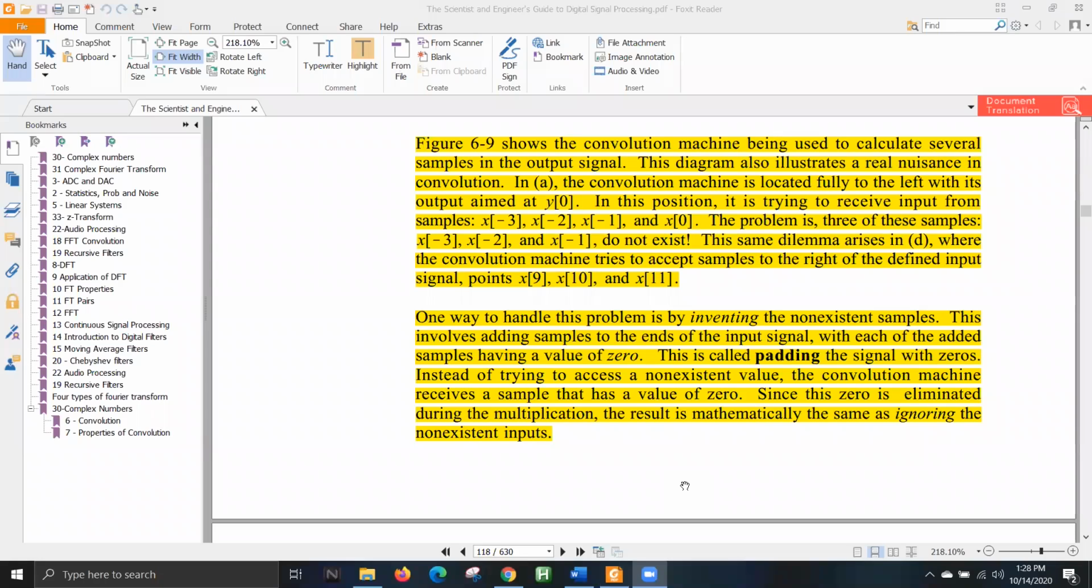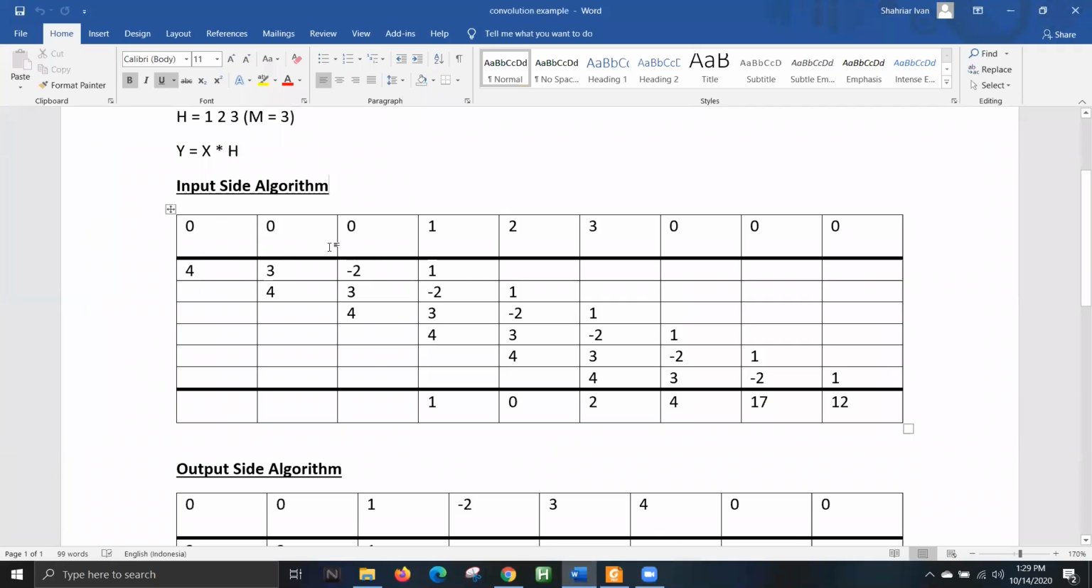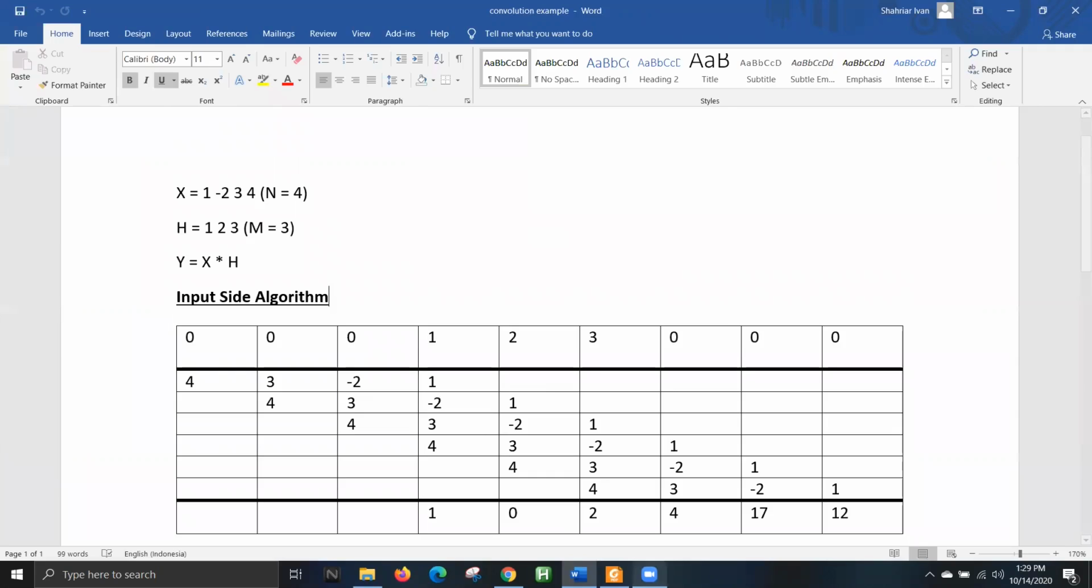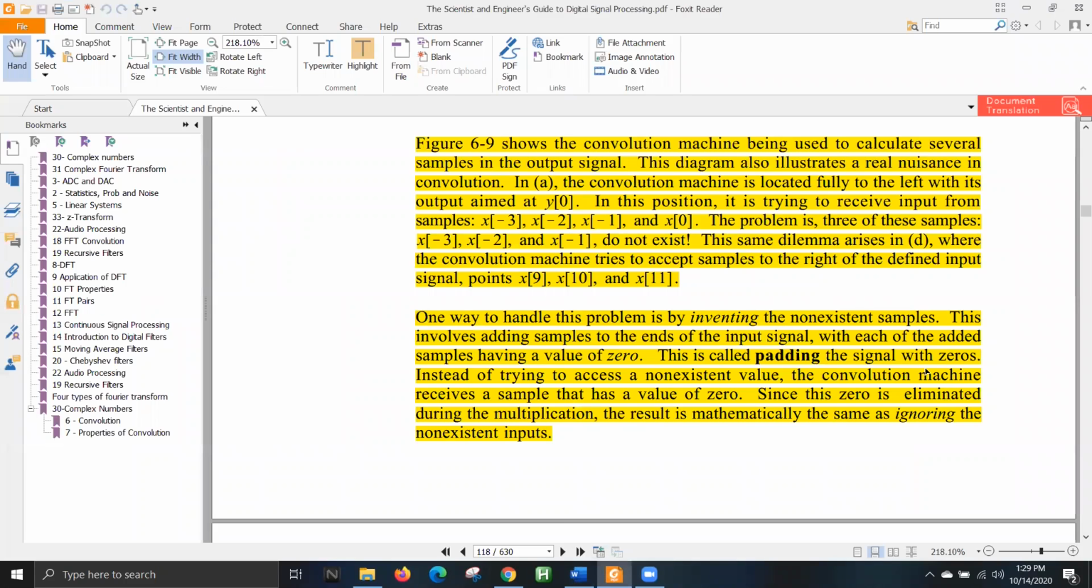In this lecture, we will discuss the topic of convolution, namely the mathematics of convolution. And we will start from where we left off in the previous class. As far as I recall, this is the part where we were at. Even though we discussed the input side algorithm in the previous class, I'll still discuss it again, just to keep the flow. Okay, so let us start.